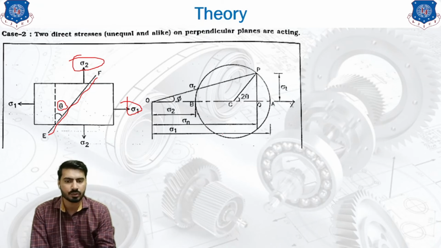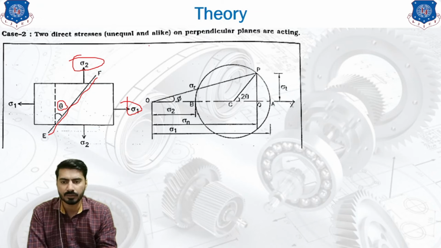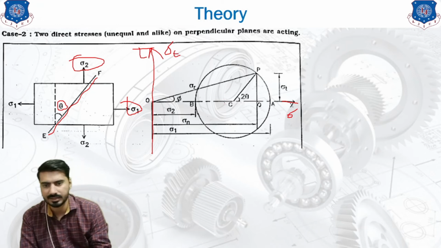So what are we going to do? We are going to draw two axes, both from the point O. This is our vertical axis and this is our horizontal axis X. On the horizontal axis, we will represent direct stress. On the vertical axis, we will represent shear stress or tangential stress. Tangential stress and shear stress, both are the same.